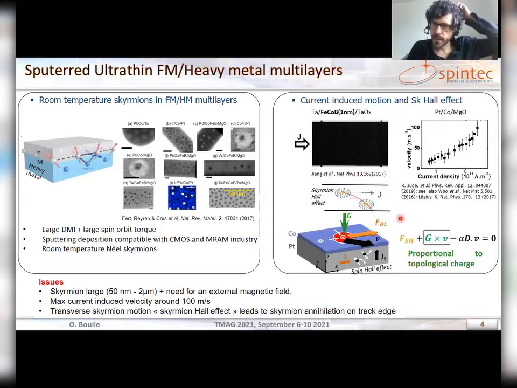This is an important issue for manipulating skyrmions in a track, since they can be annihilated on the edge of the track, so that you would lose your information. In addition, although skyrmion velocities around 100 meters per second have been demonstrated, this is still too slow for device applications, where velocities larger than 1000 meters per second would be needed.